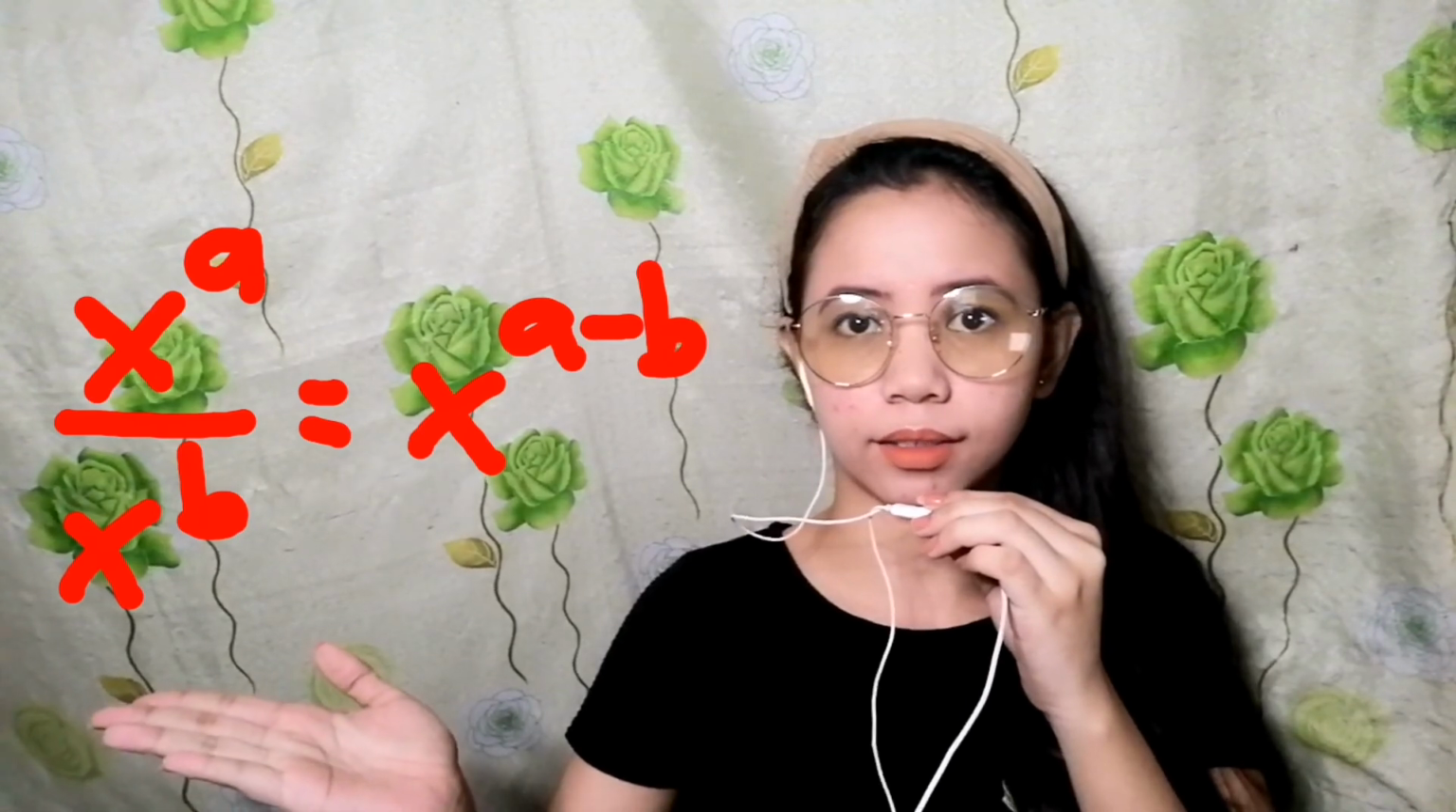To summarize, the quotient rule states that whenever we are dividing expressions with the same base, we just simply copy the common base, then subtract the exponent of the base in the numerator part by the exponent of the base in the denominator part, like this one.